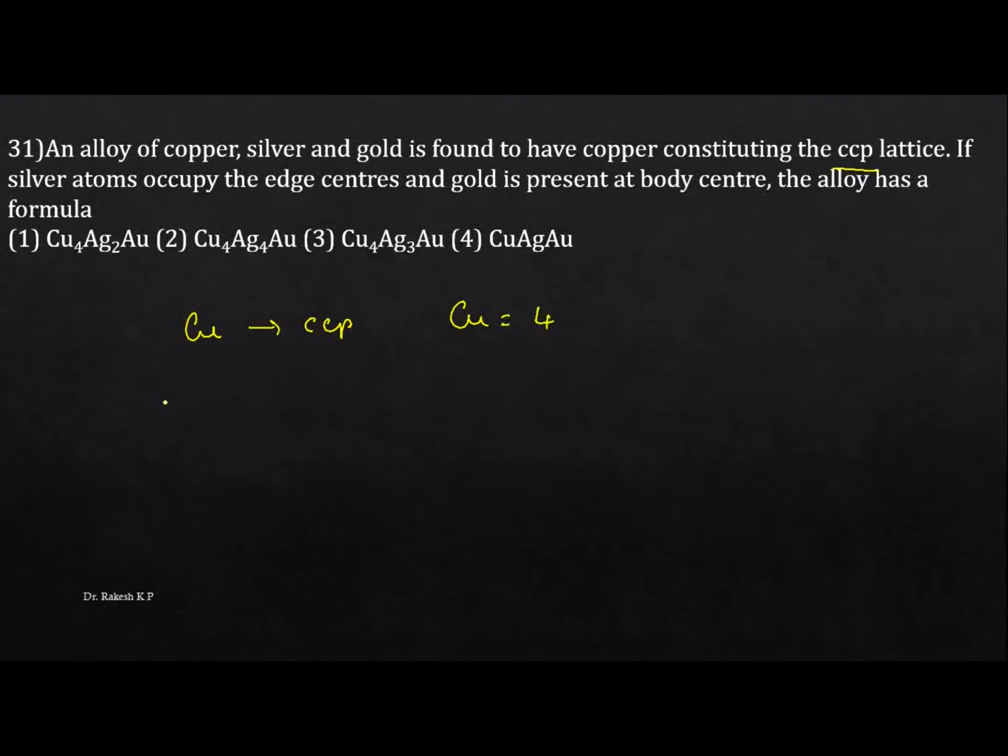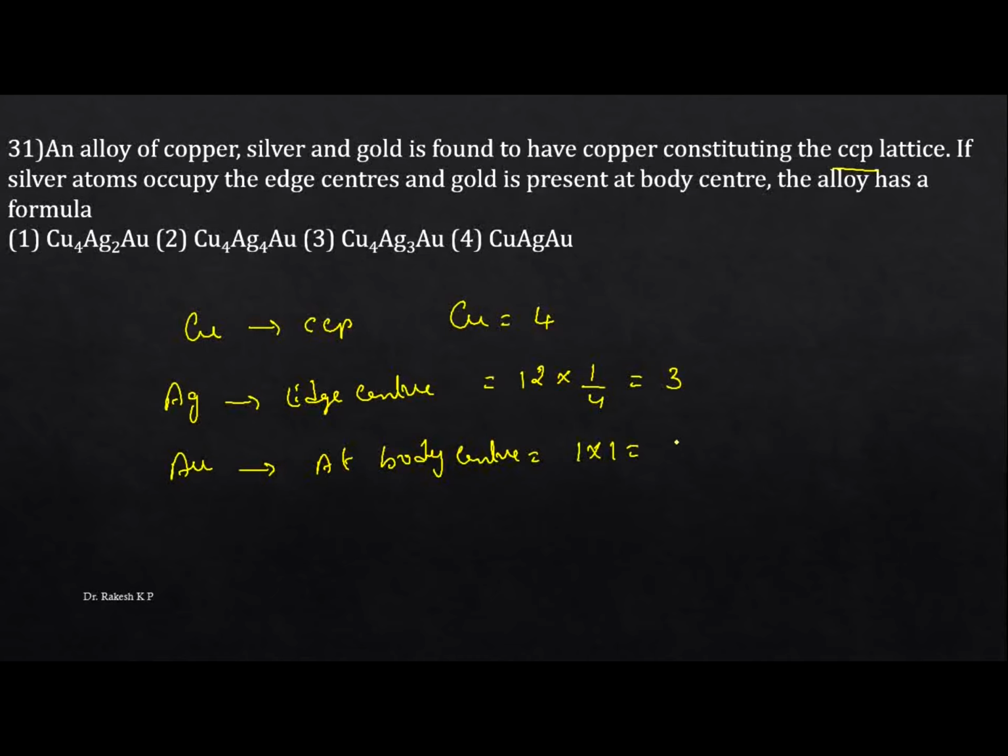Okay, similarly if you are talking about the silver here, the silver atoms are at the edge center. We know that there are 12 edges. Okay, just identify this one here. So if the silver occupies the edge center and the gold is present at the body center, their contribution will be 1 by 4 times 12, that becomes 3. Similarly for the gold, they are at the body center. So here there is one body center, we are going to have 1.